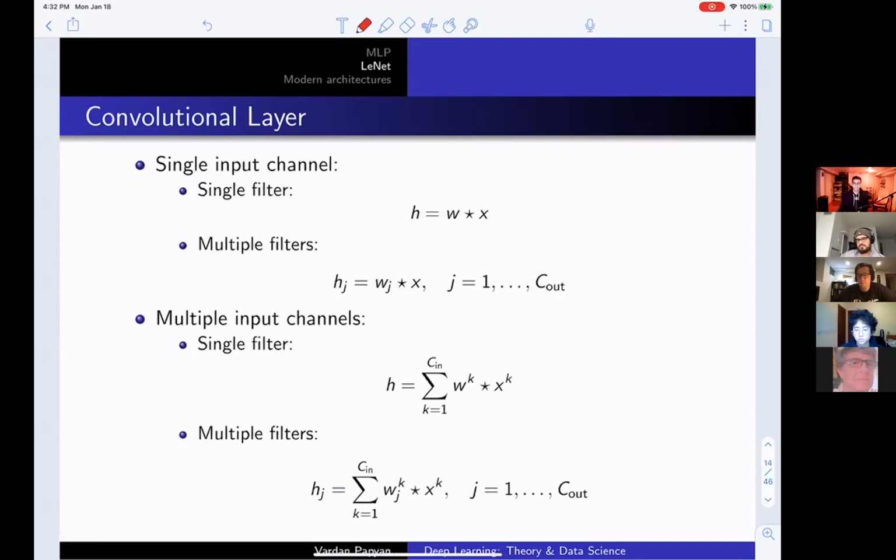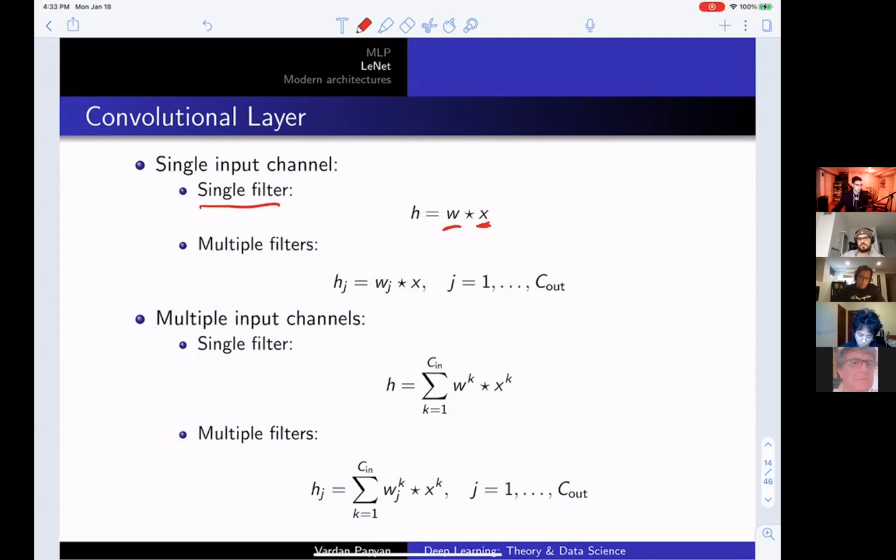So let's start with the simplest case where you have an input X. Let's imagine it's a one-dimensional signal, so a one-dimensional input of some sort, like a vectorized image. I guess that one doesn't make sense, but it's a one-dimensional input, and W is a single filter, which is why I say single filter. So what does it mean for us to convolve X with a filter?